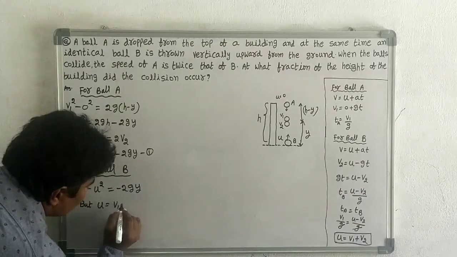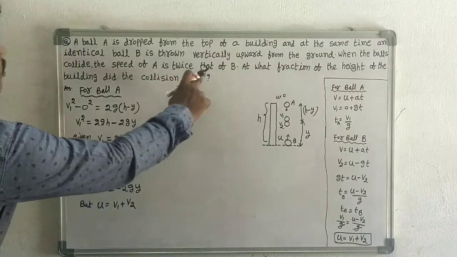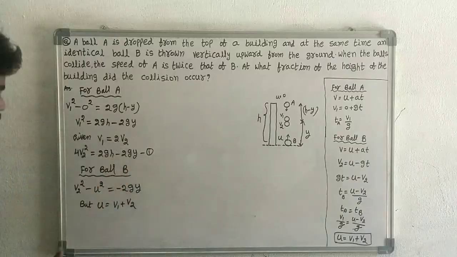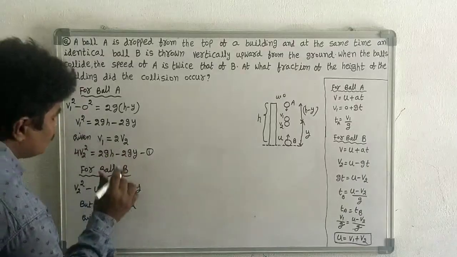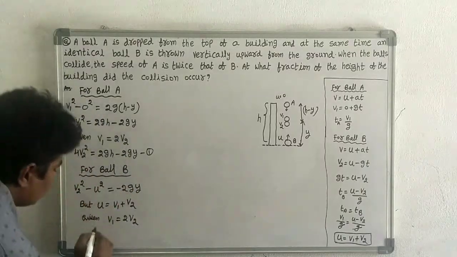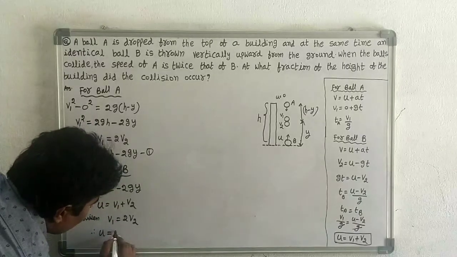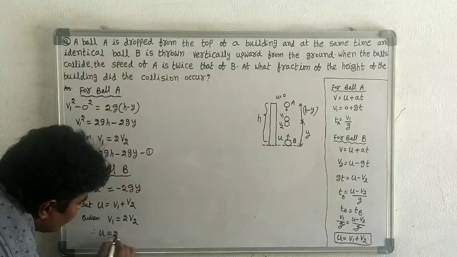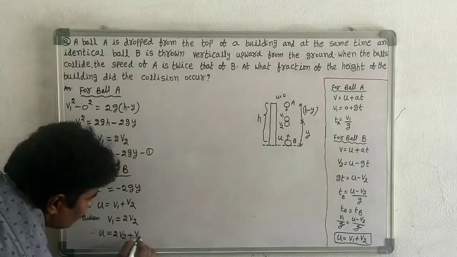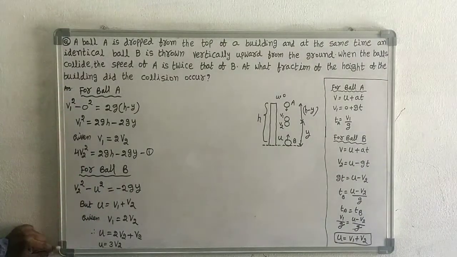u is equal to v1 plus v2. But already we know that v1 is equal to 2 v2. So instead of v1 we write 2 v2 plus v2. Finally u is equal to 3 v2.